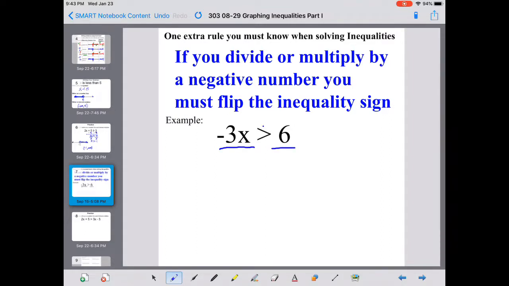So let's go ahead and solve this. I'm going to divide by negative 3 on each side so I can get the x by itself. I'm dividing by a negative number here. So when I write my solution, it's going to be x is less than negative 2. See how the sign flipped direction there? Because I divided by a negative number. I'm going to give you some time to make sure that you have this copied down, because this is very, very important.